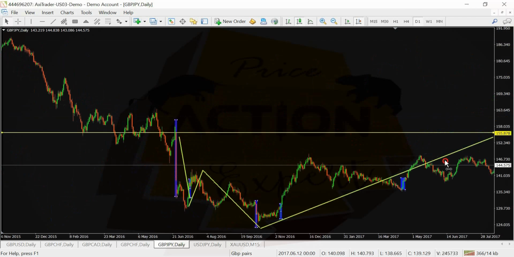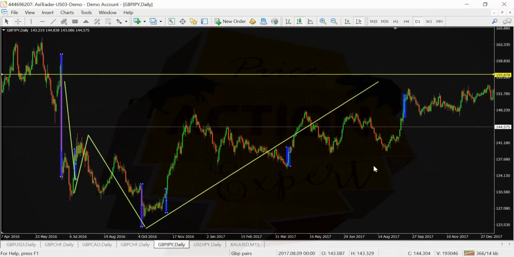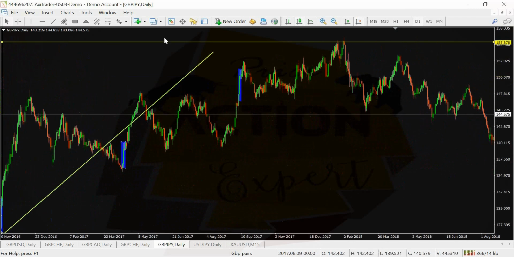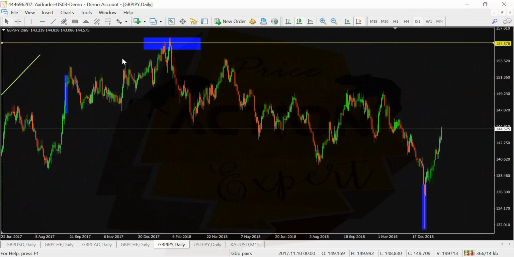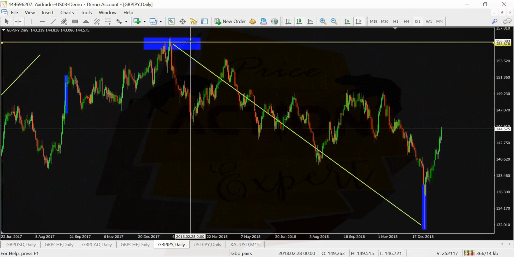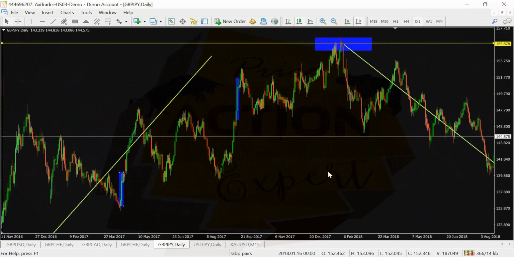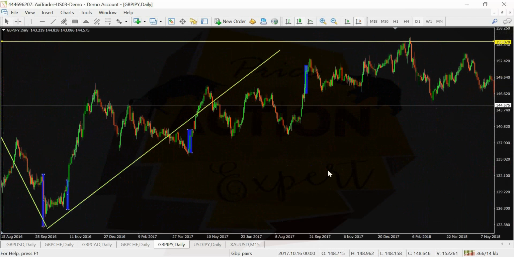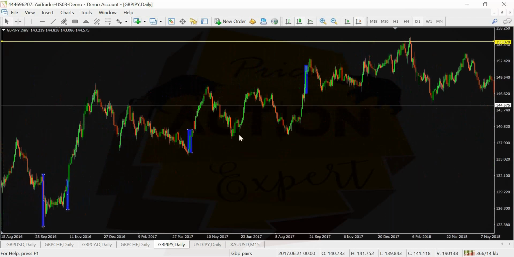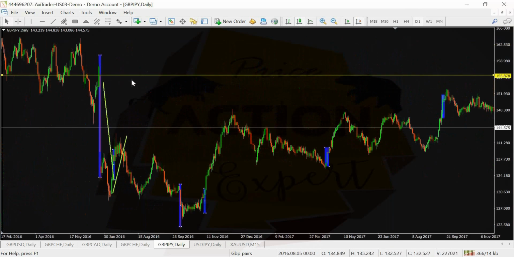Okay, let's see. See, this is the opening candle which I have marked. You can see exactly where the price stopped and returned, and then it dropped to almost 2500 pips. Okay, I will leave it at that.